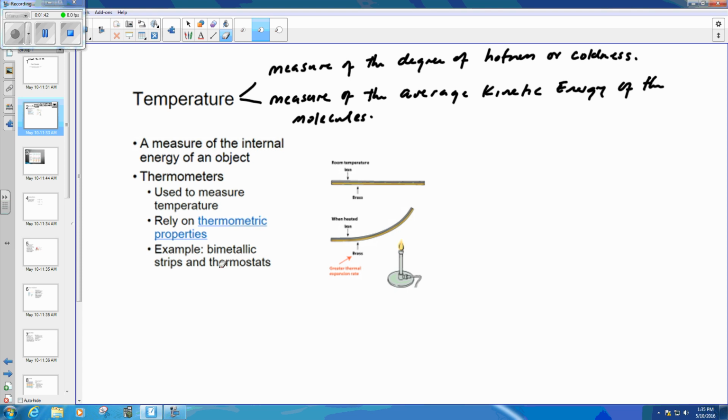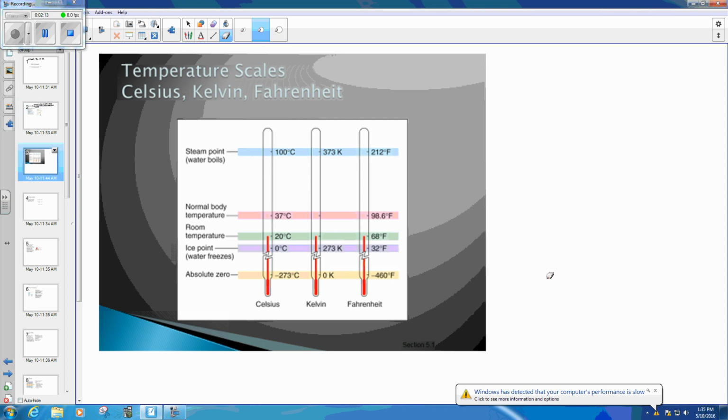There are several thermometric properties that change with a change in temperature that can be used to measure temperature as thermometers. For example, a bimetallic strip undergoes an unequal expansion, and hence you can make what is called a bimetallic thermometer. Temperature is measured using three scales. We have the Celsius scale, the Kelvin scale, and the Fahrenheit scale.